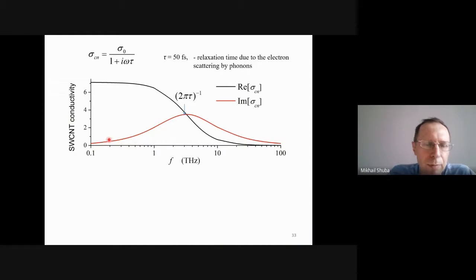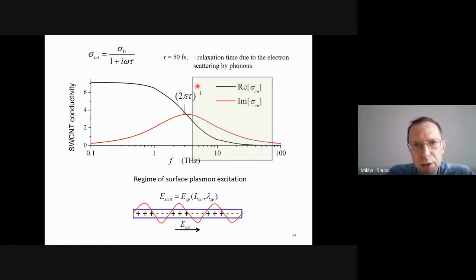Here, the surface conductivity of a carbon nanotube is computed in the terahertz range, and tau is the relaxation time due to electron scattering by phonons. In this frequency range, the real part of the conductivity is less than the imaginary part, and namely in this frequency range, the surface wave can propagate in a carbon nanotube with low attenuation.